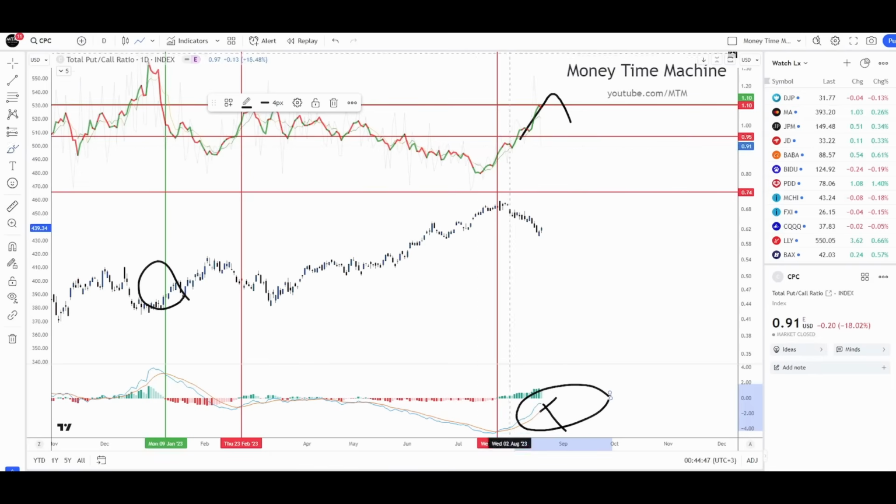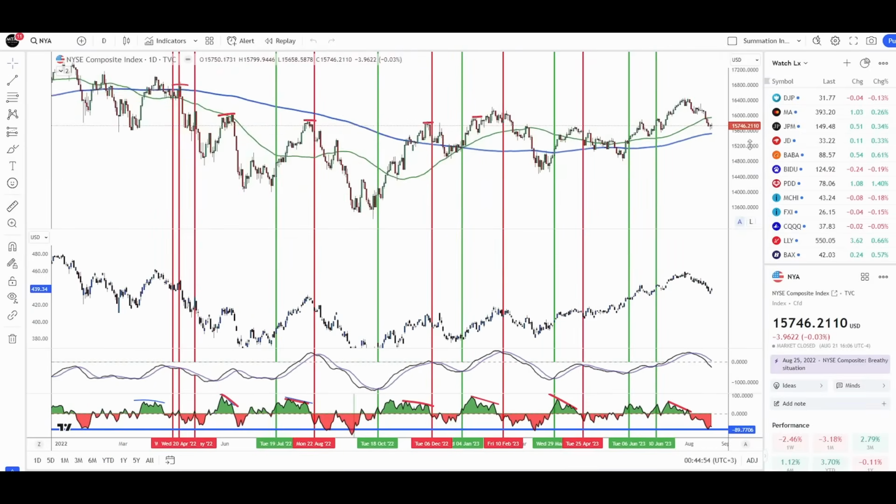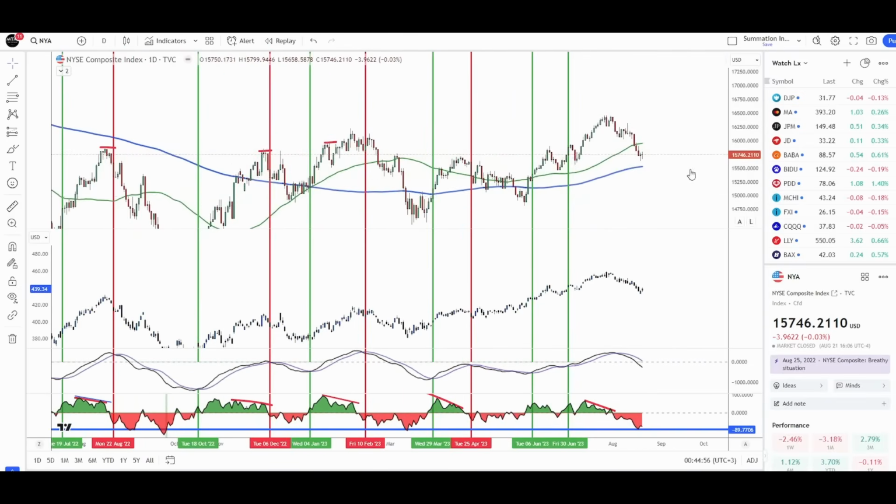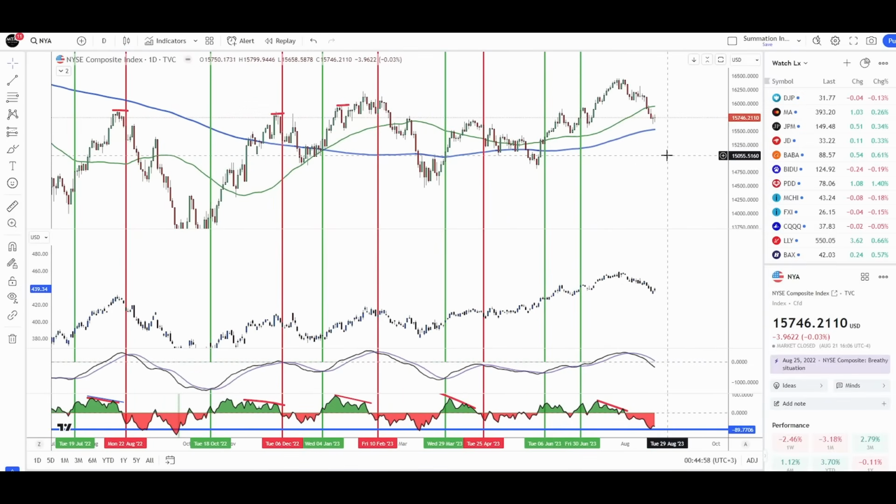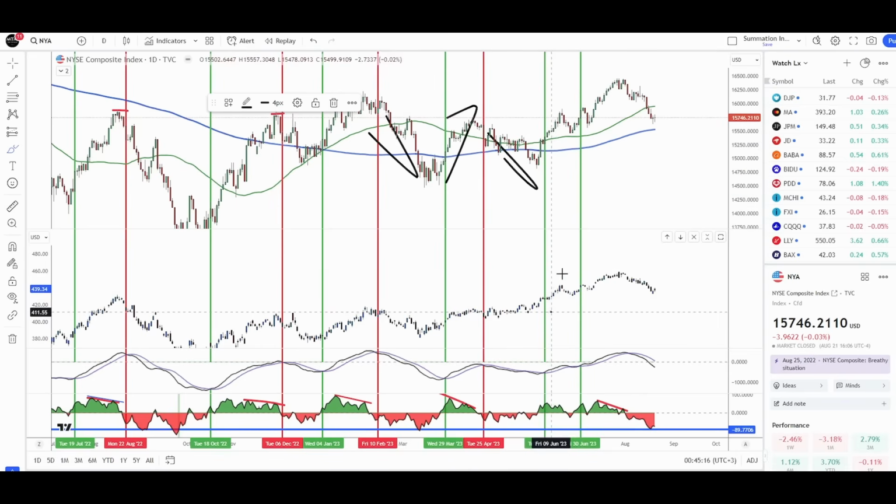Okay, what's happening with the summation index? The summation index is very similar to the PPO in terms of finding market turns. It's very easy to read. This is the New York Stock Exchange summation index. This is it down here. When it crosses down, red light, we go down. When it crosses up, green light, we rally. Cross down, red light, we sell off. Green light, we rally. Green light, we rally.